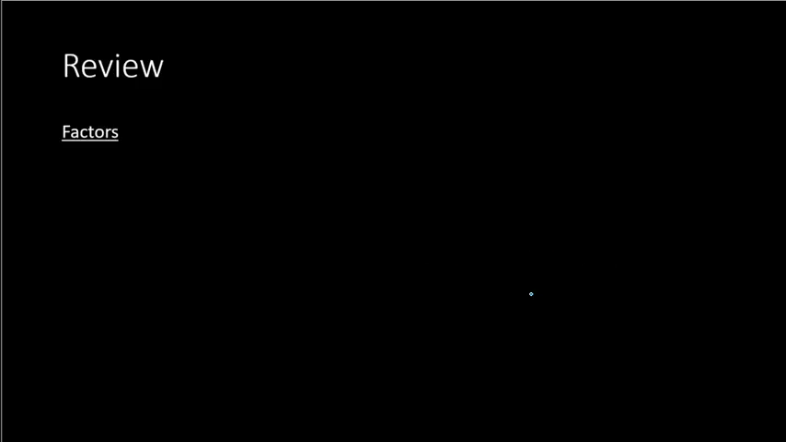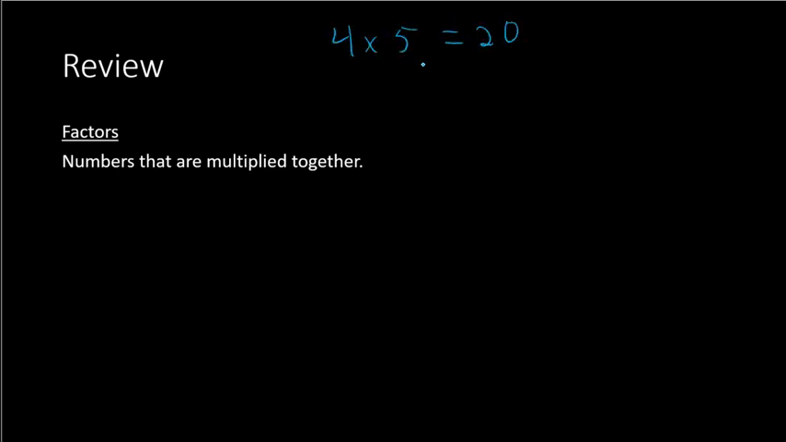So the first word, factor, remember, are numbers that are being multiplied together. So for example, if you're multiplying 4 times 5 and that product is equal to 20, 4 and 5 are called the factors. So these two numbers are factors, and then 20 would be called the product. So factors are numbers that are multiplied together.